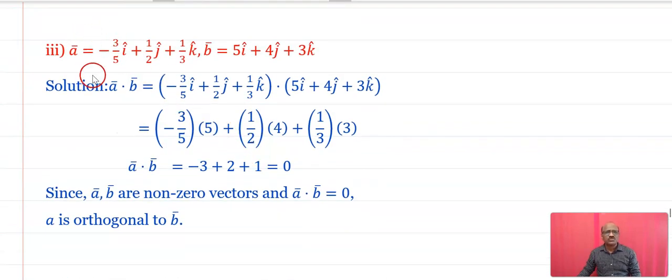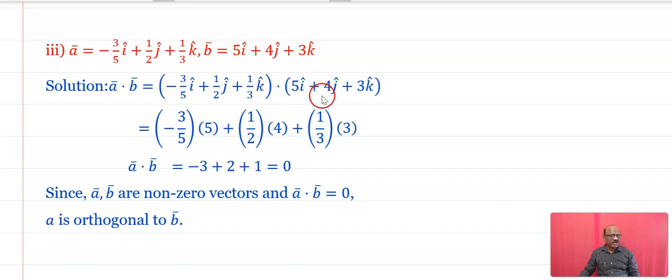Next, a bar is equal to minus 3 by 2 i cap plus 1 by 2 j cap plus 1 by 3 k cap, and b bar is 5 i cap plus 4 j cap plus 3 k cap. What about the a bar dot b bar? In the first bracket minus 3 by 2 i cap plus 1 by 2 j cap plus 1 by 3 k cap dot.